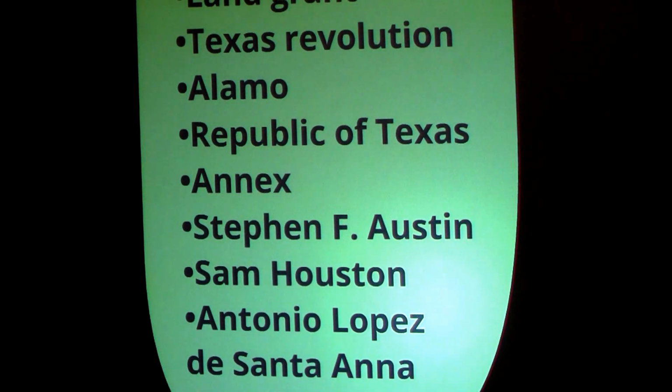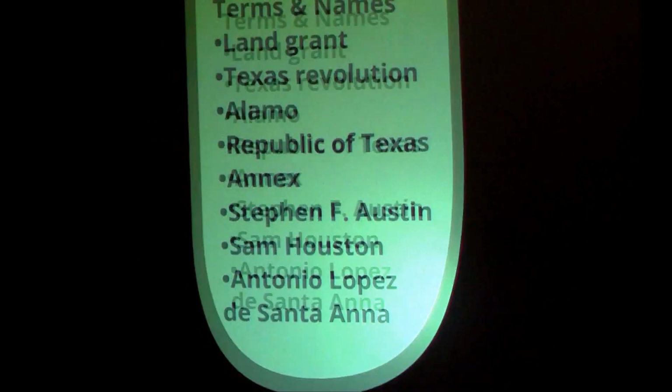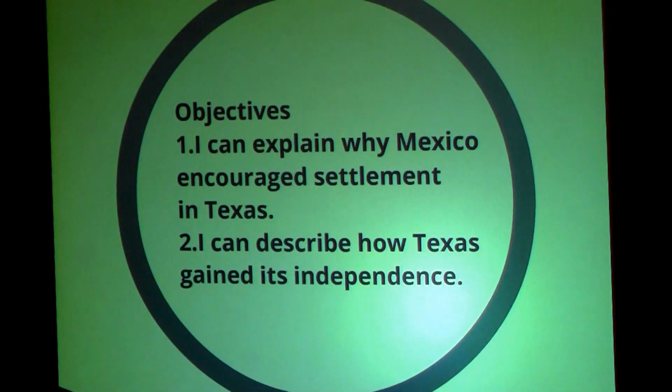Let's take a look at our objectives for Section 3. One, I can explain why Mexico encouraged settlement in Texas, and two, I can describe how Texas gained its independence. So let's take a look at Objective 1, why Mexico encouraged settlement in Texas.